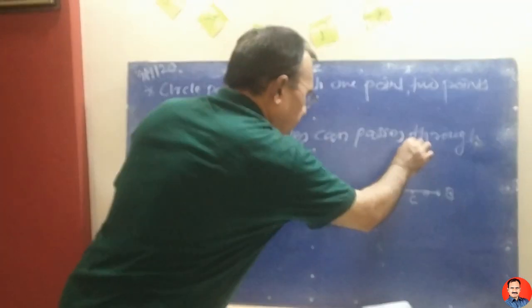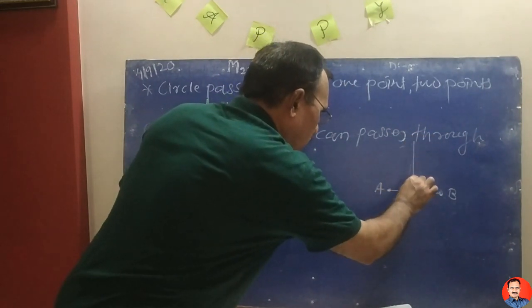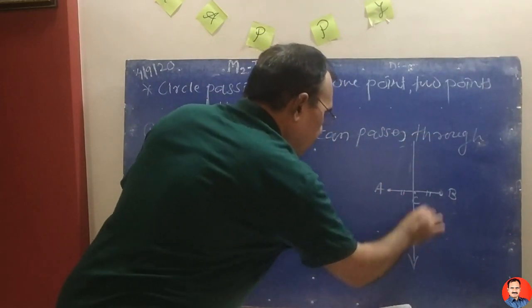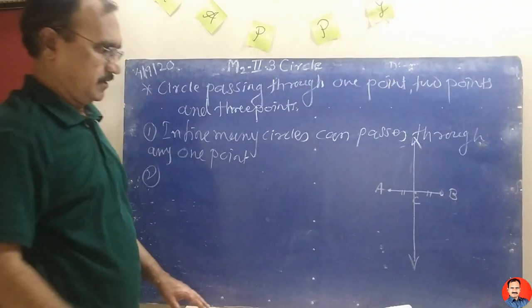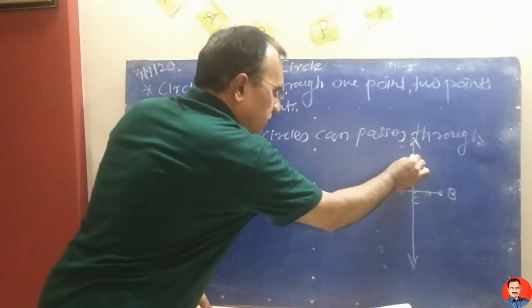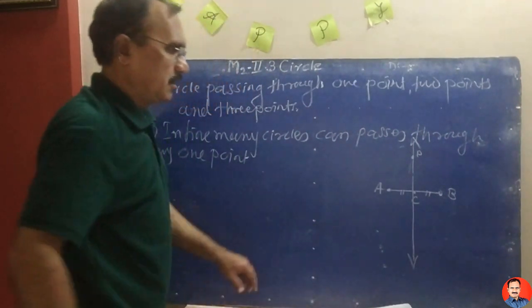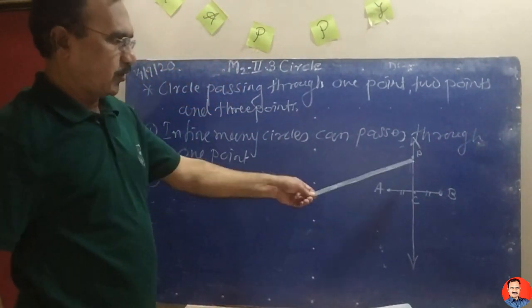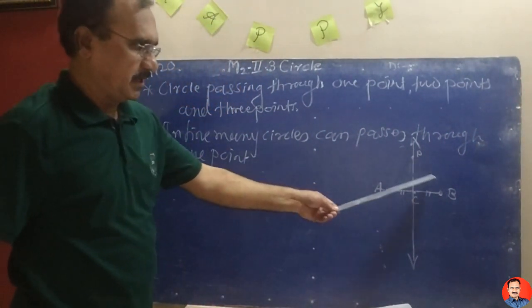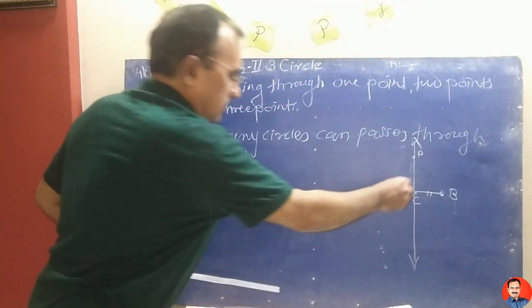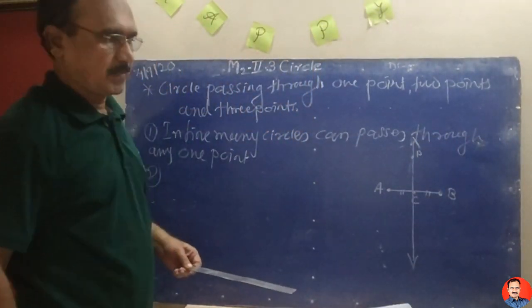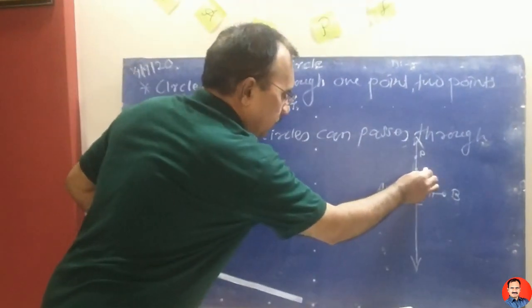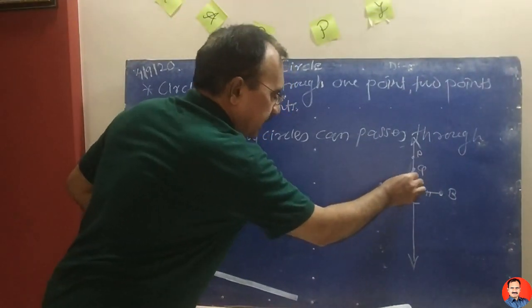How? Draw the perpendicular bisector of segment AB. Take any one point, suppose P. Put the pointer on point P and take radius PA or PB. A circle can pass through points A and B. Then take point Q. Then this is the radius.